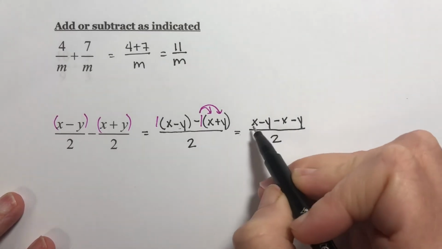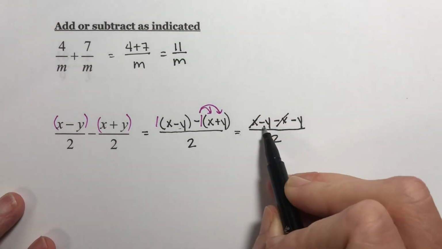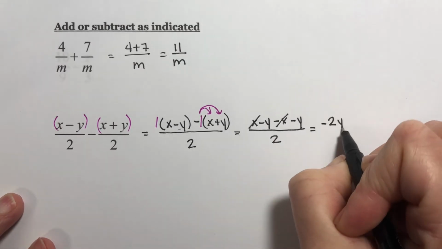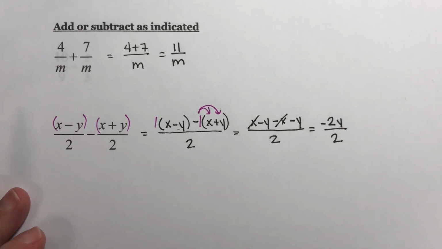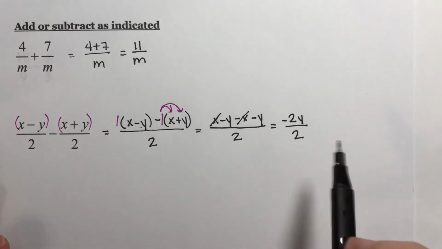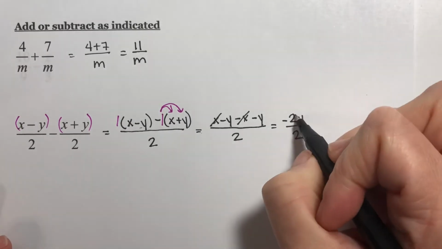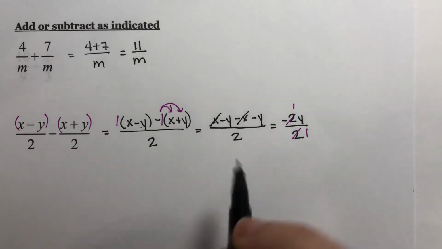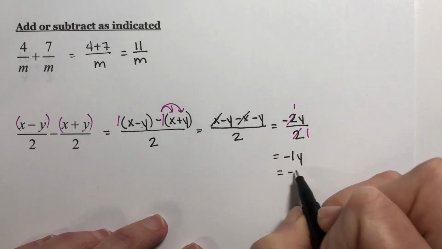If I go to combine like terms, I have x minus x. That goes away. Negative y minus y is negative 2y over 2. Now we have added, subtracted, that's what I meant, and now we need to reduce. I have negative 2 over 2. I can divide that to get a -1, and that's now a 1. So your answer, you could either write -1y, but better would be -y.